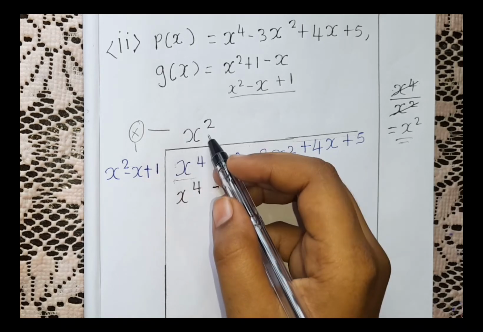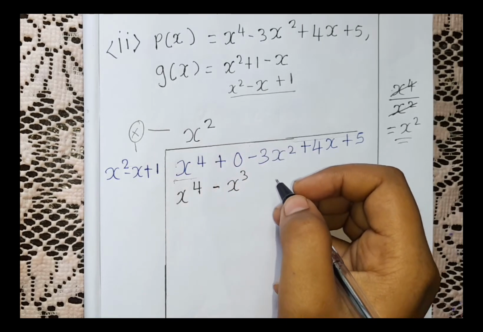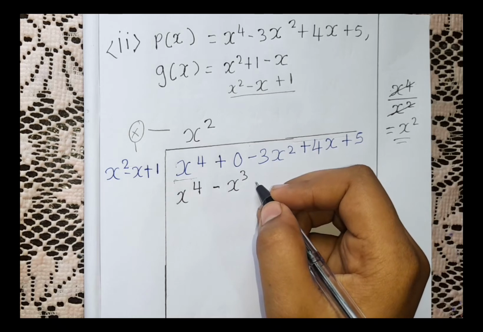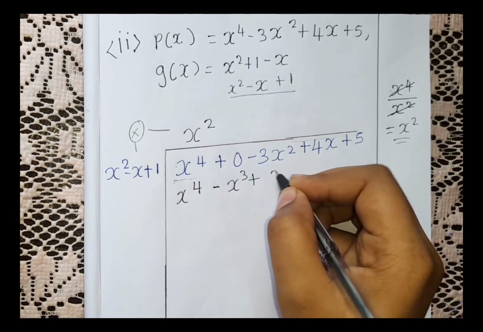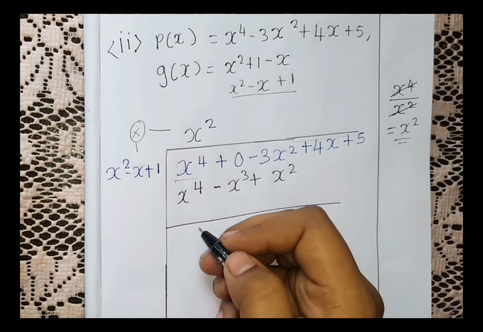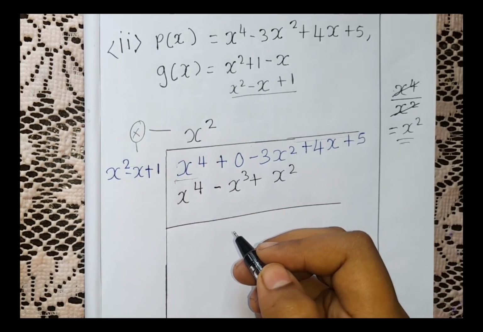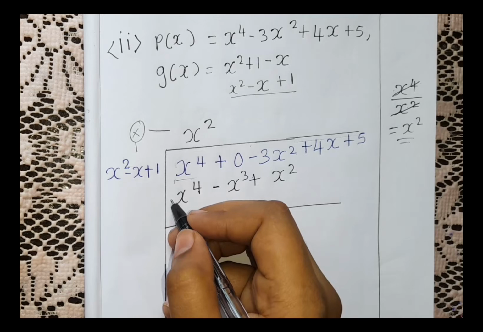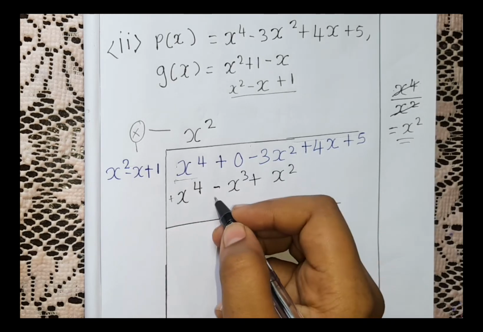So 1 into x square is x square. Am I right? So I am going to be writing plus x square. Okay, now let's subtract it. Here, as you know, we have plus, and here we have minus.